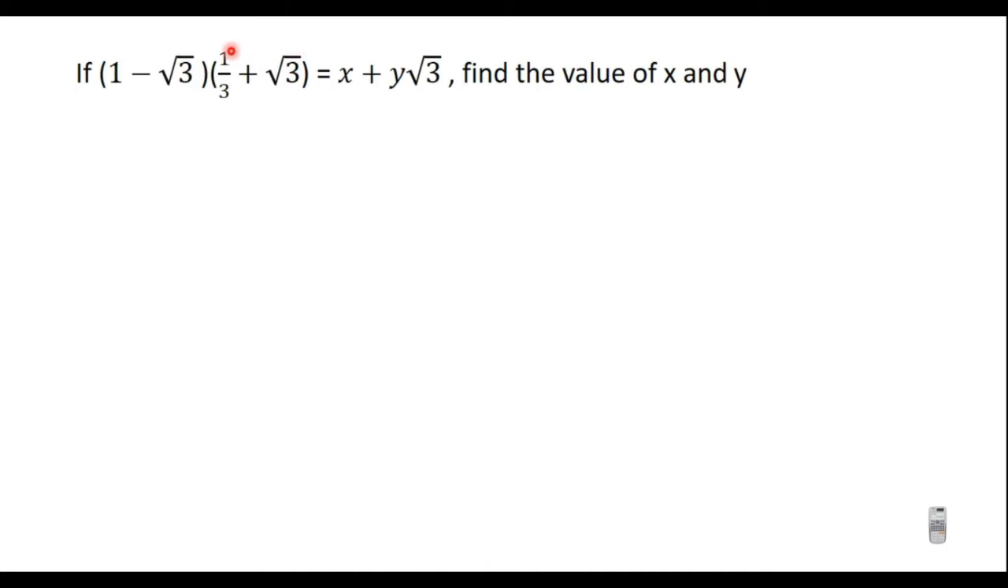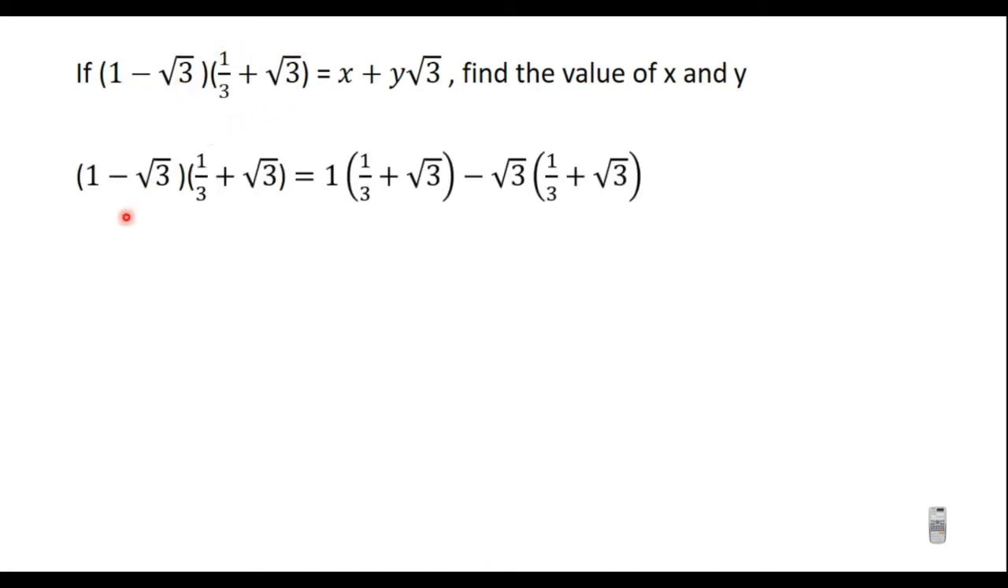Let's first begin with the multiplication. So you multiply this by this. It's the same binomial multiplication that we are doing. So you distribute what is in the first bracket over everything in the second bracket. You take the first term, you multiply it with everything here. You take the second term, you multiply it with everything here, as we can see. So 1 times (1/3 plus square root of 3), then minus square root of 3 times (1/3 plus square root of 3).